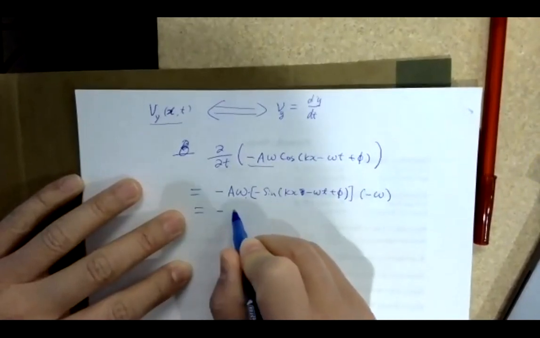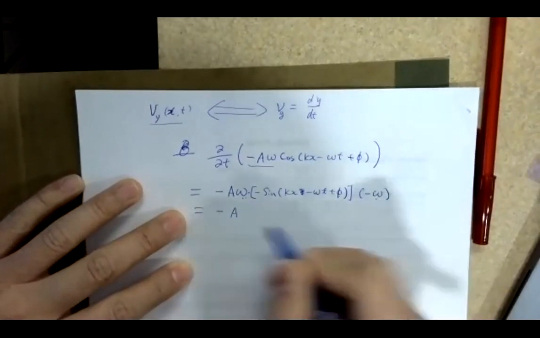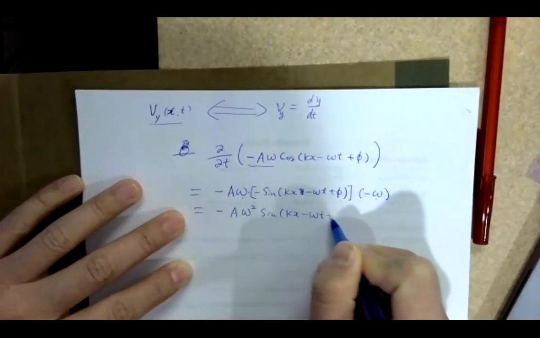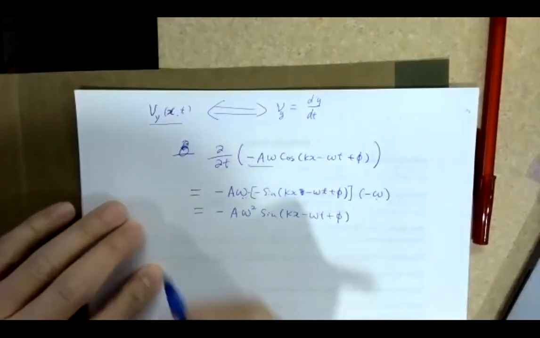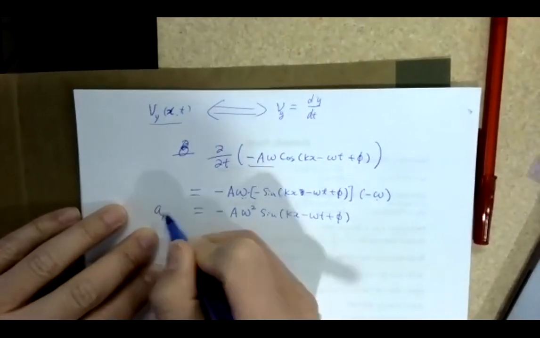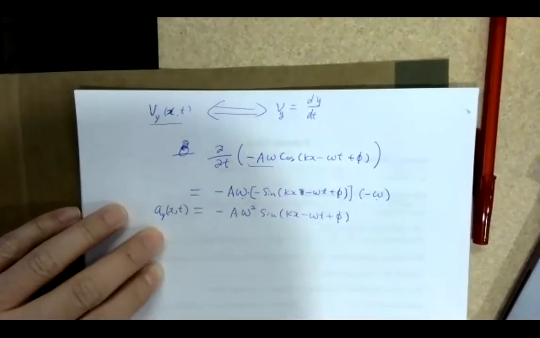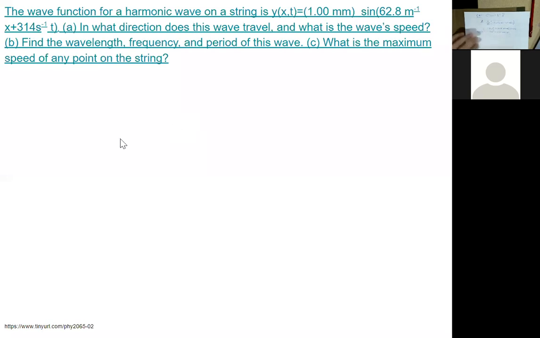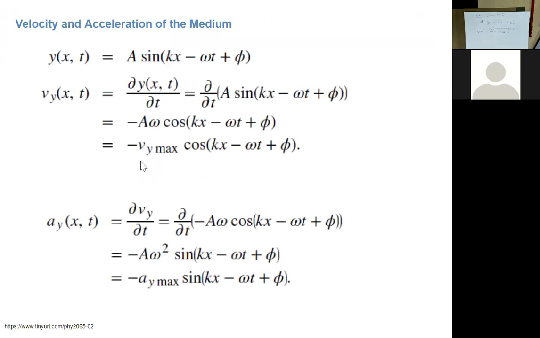And then A omega squared, and then sine of (kx minus omega t plus phi). All right, this is your oscillation in the y direction as a function of x and t, which is the one on the PowerPoint slide here. Any questions you might have from the derivation here?